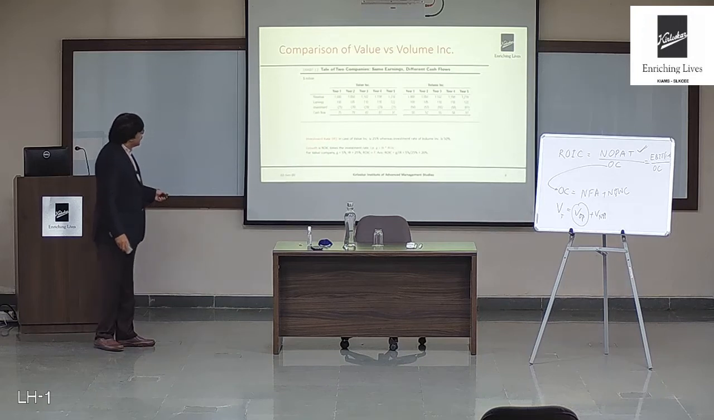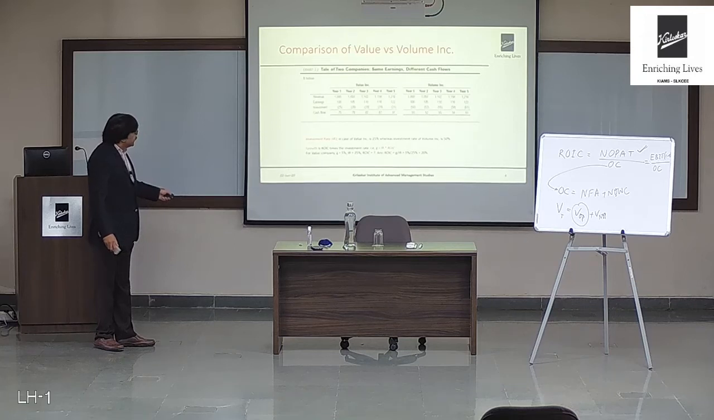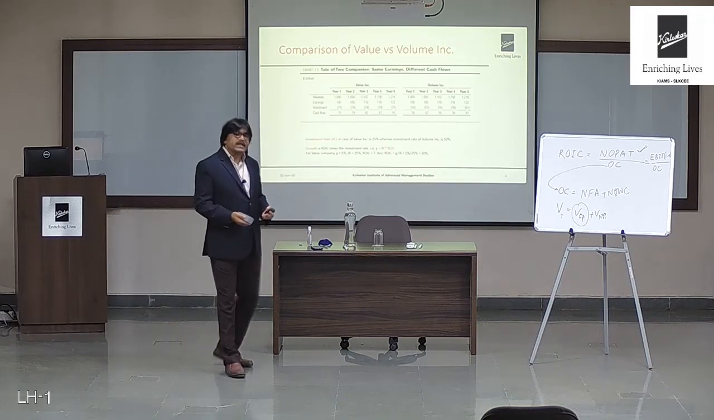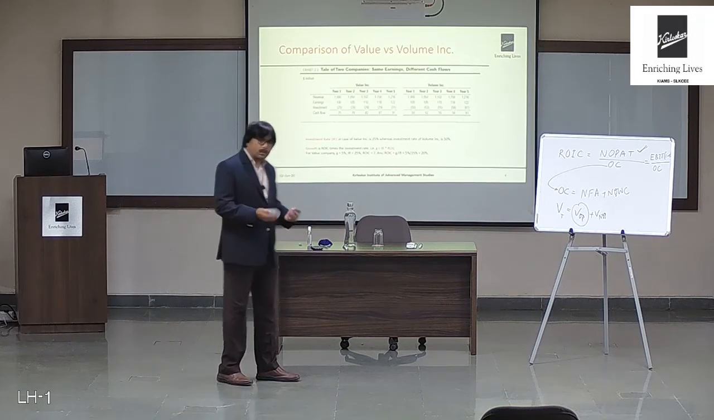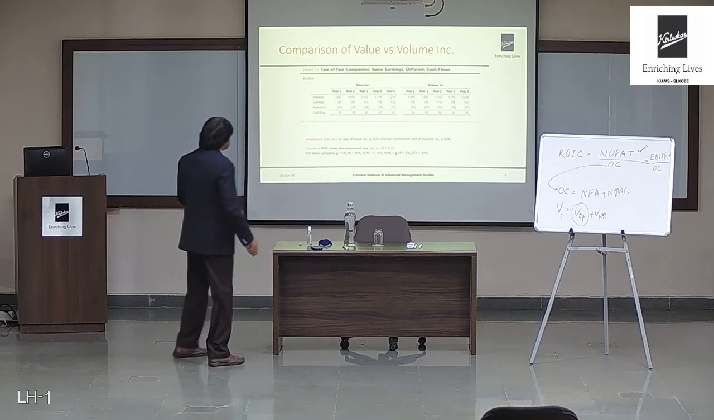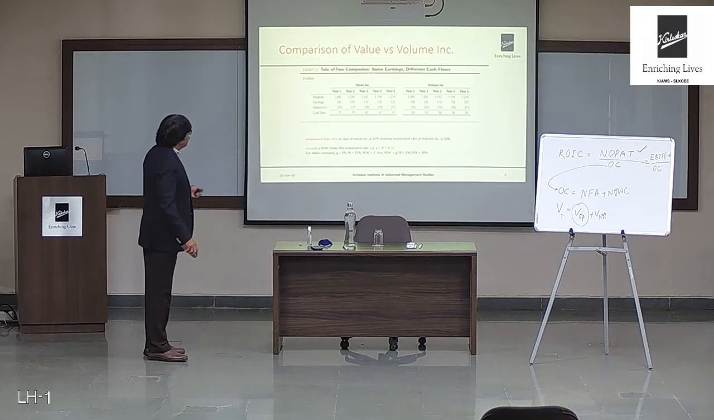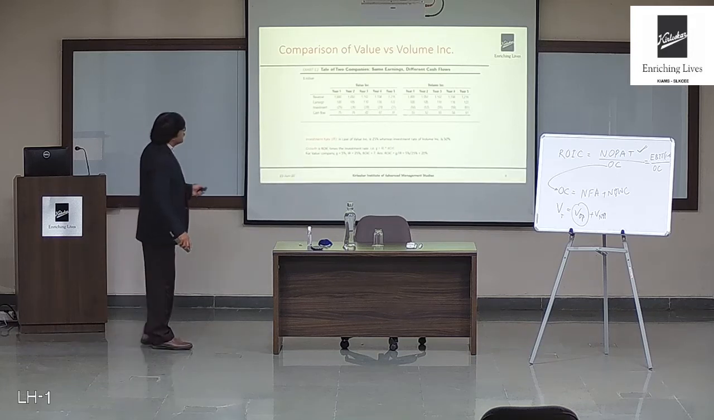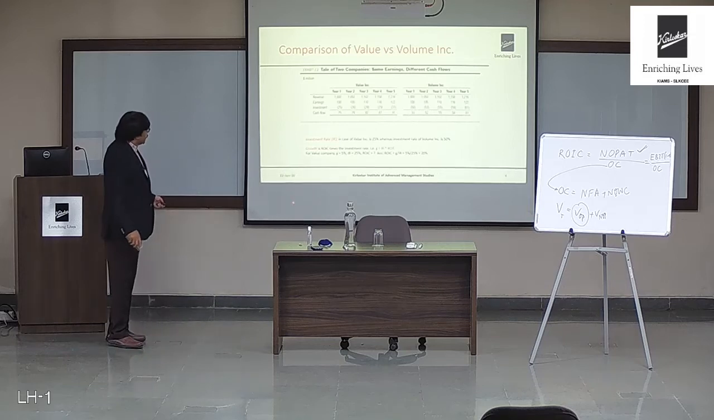Now we can see that the investment rate is different for these two companies. By looking at the investment rate itself, one can actually guess whose cash flows will be more. In this example, the cash flow generated by the value company is more than the volume company, and therefore this company's value will be more. Okay, all right. But meanwhile, we need to see how growth also comes into the picture.